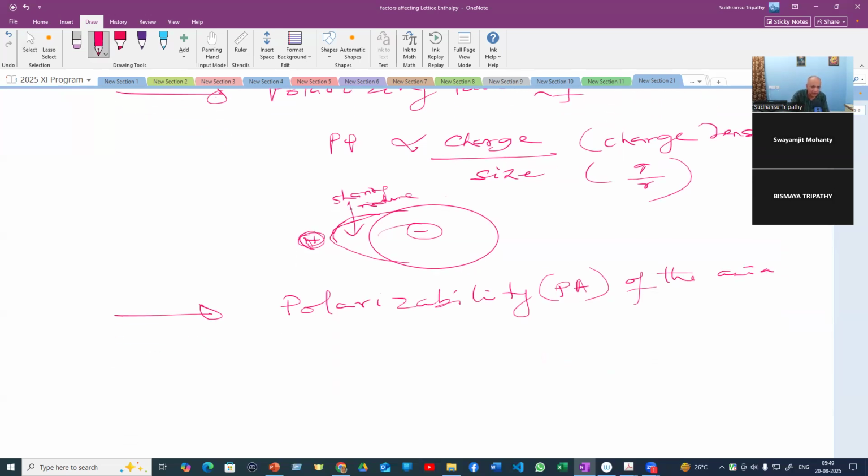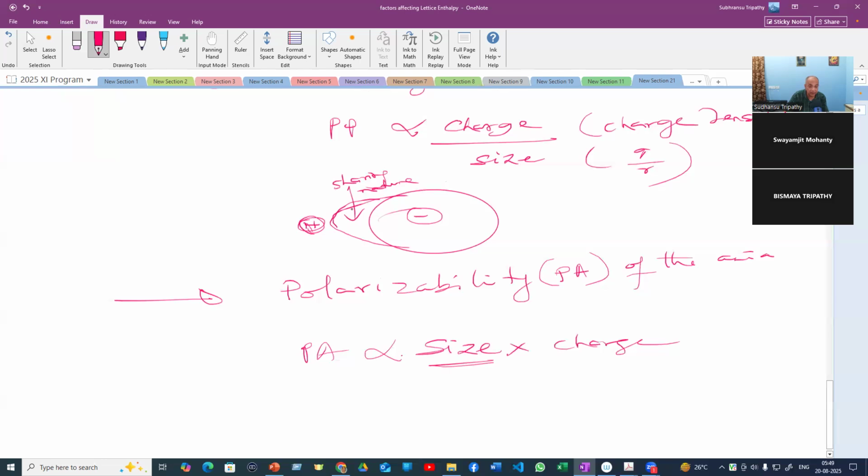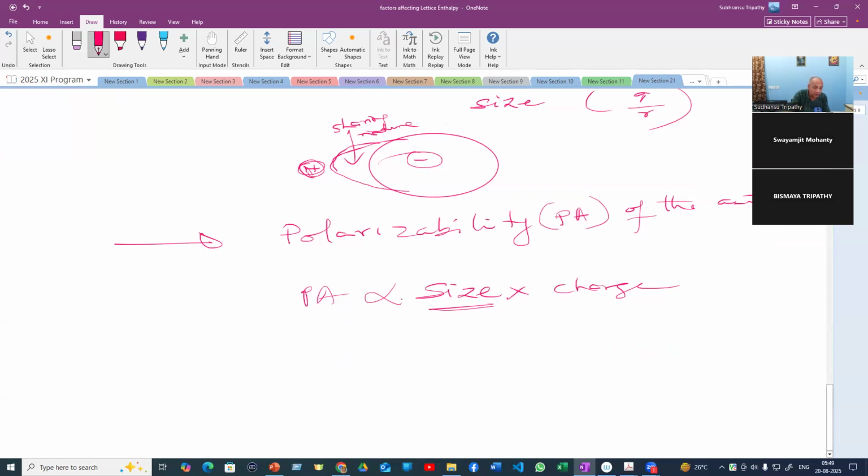So that polarizability depends on, is directly proportional to size and also directly proportional to charge. Because the more the electron repulsion, the more its chance to go away from the nucleus and overlap. So both are directly proportional. So in this, I will give you examples only to tell the relative covalent nature. Don't talk about the physical properties.